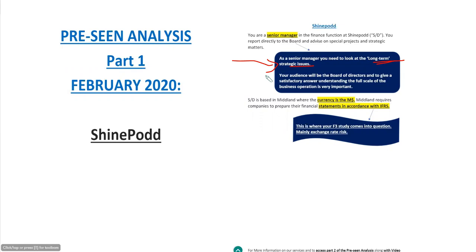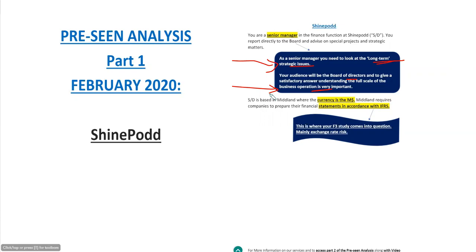Your decision is going to affect the organization because you report directly to the board. Your audience will be the board of directors. And to give a satisfactory answer, understanding the full scale of the business operation is very, very important. You can only give strategic solutions if you have very good knowledge of the industry and of the pre-seen analysis. And that's what we try to do throughout our whole document.